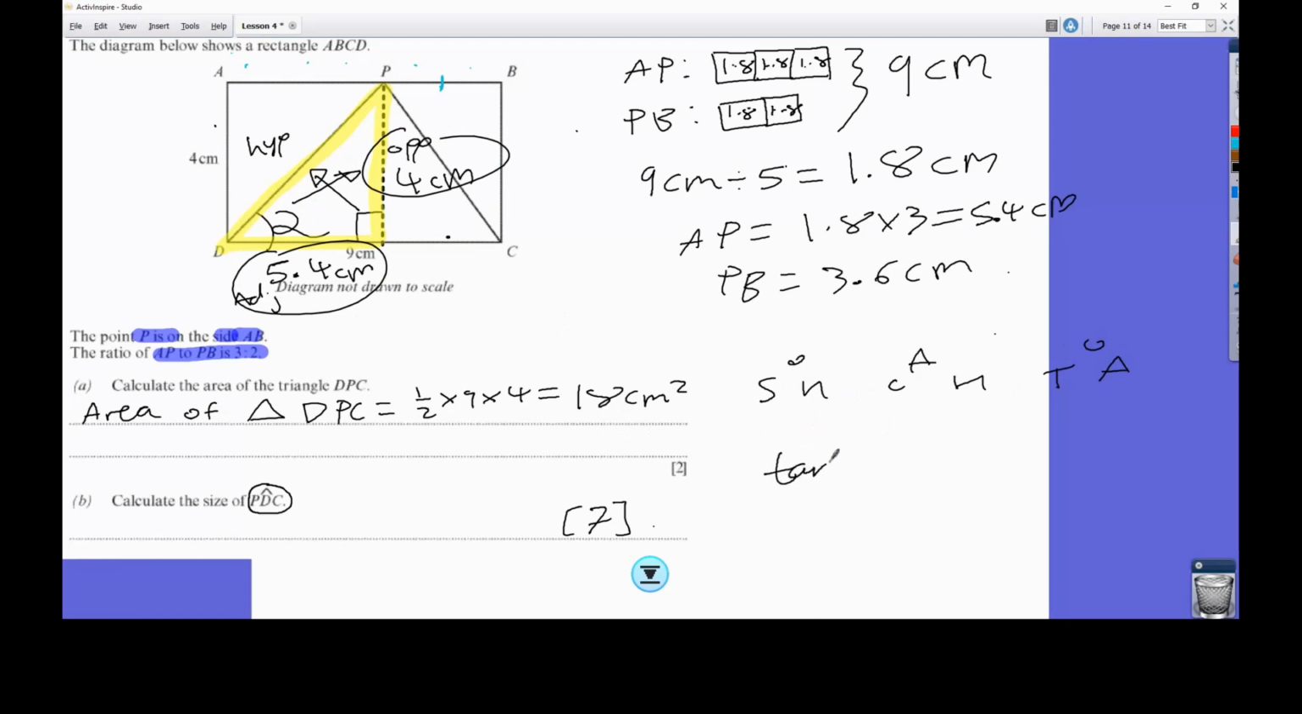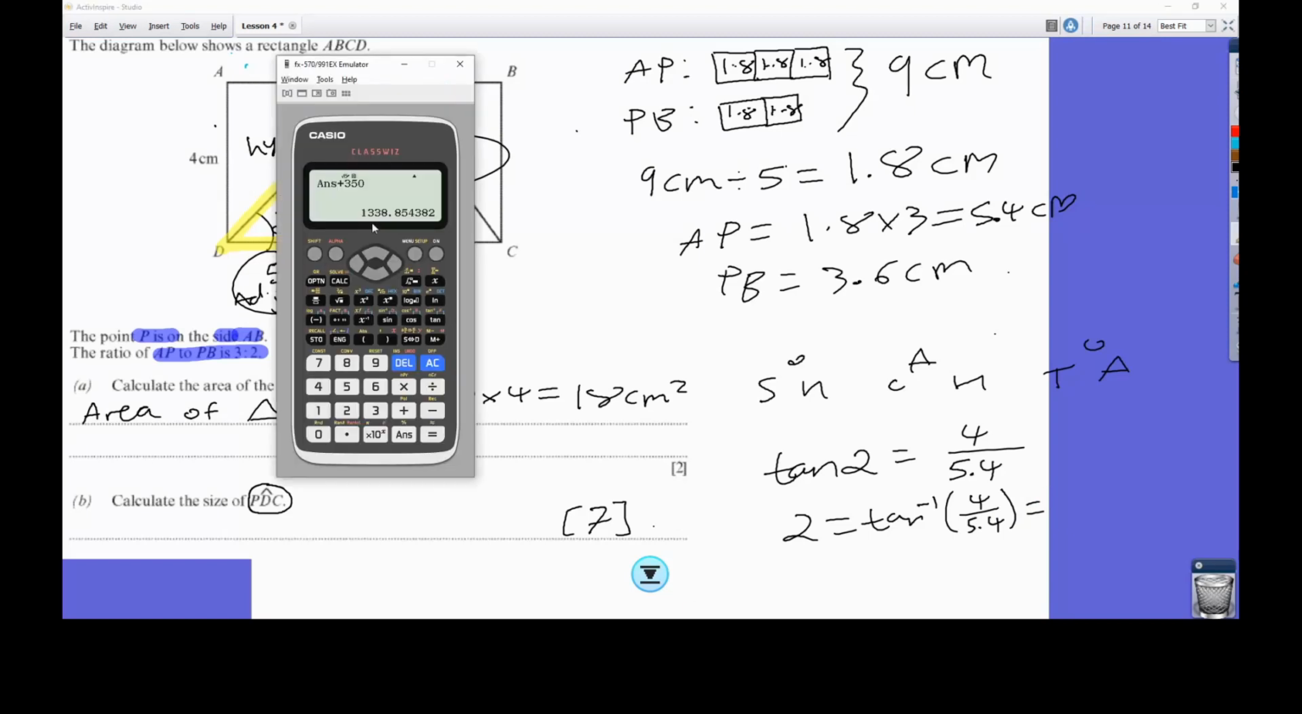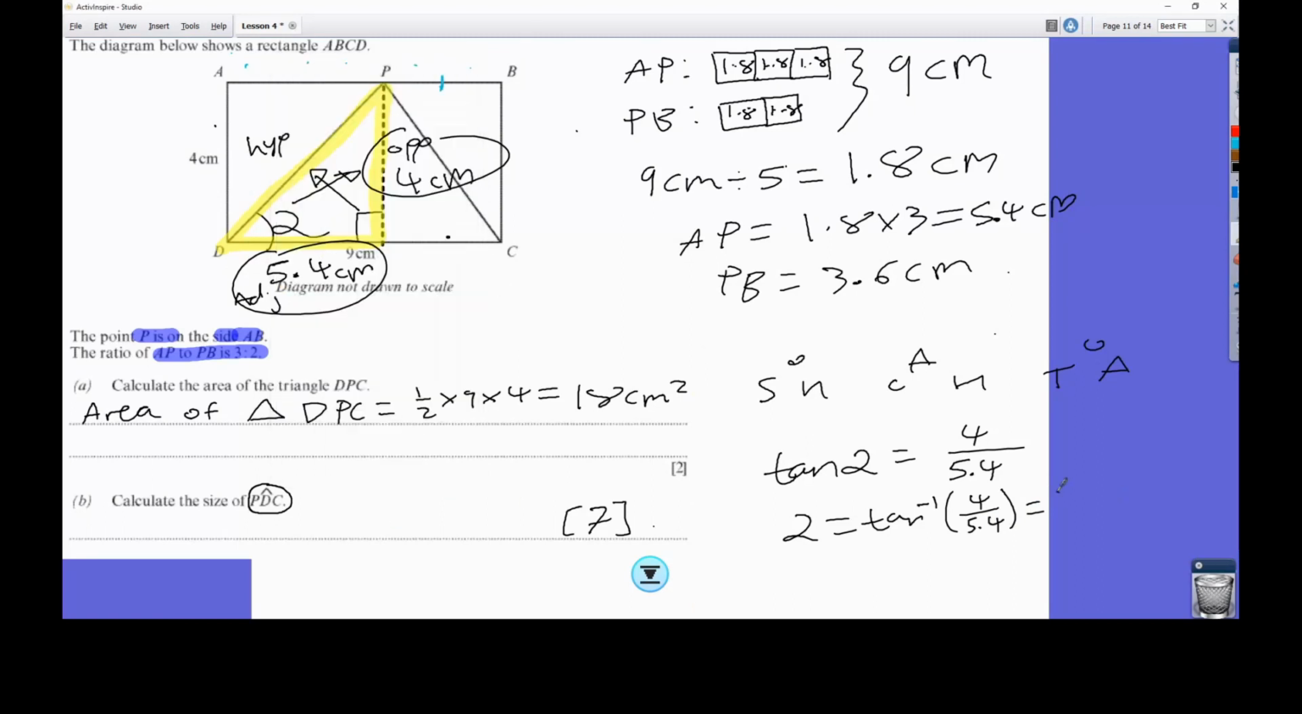So I can say tan alpha is equal to opposite, so 4, over the adjacent, 5.4. And then I can work out alpha by taking inverse tan of both sides. So alpha is inverse tan of 4 over 5.4, which on a modern scientific calculator we can do very easily. So we do shift tan, 4 over 5.4, equals 36.53 degrees.